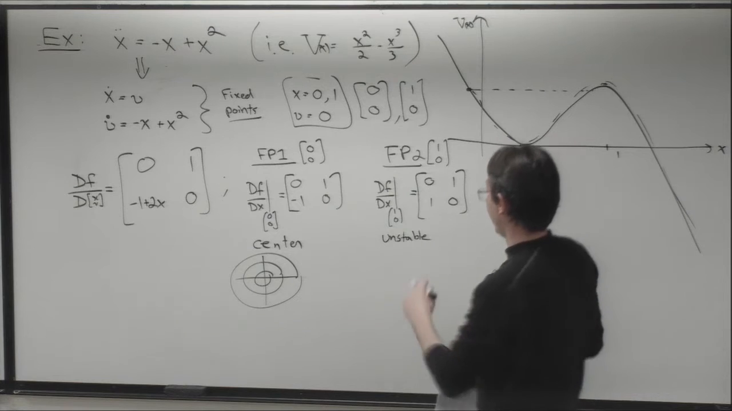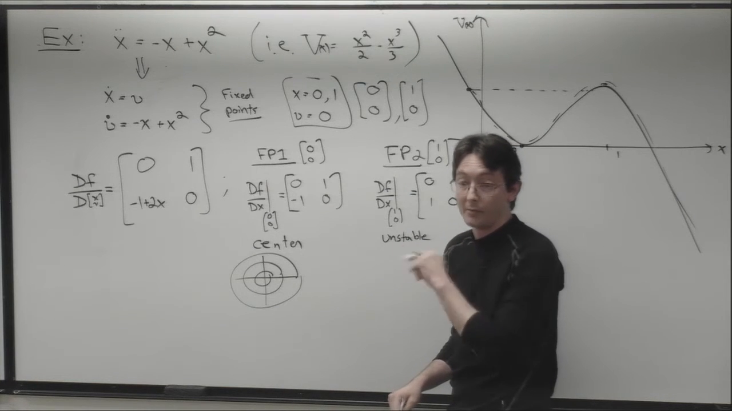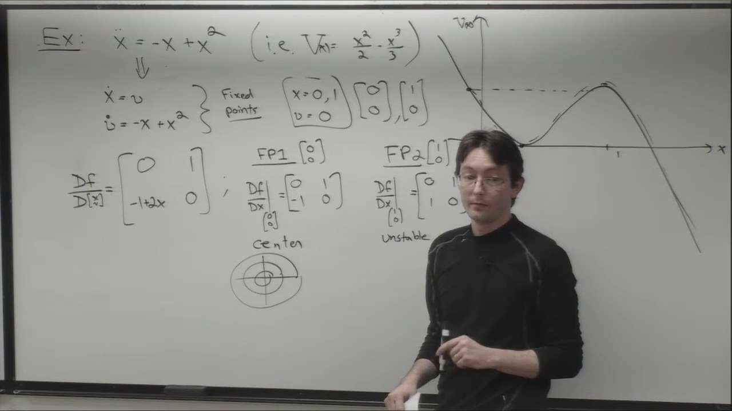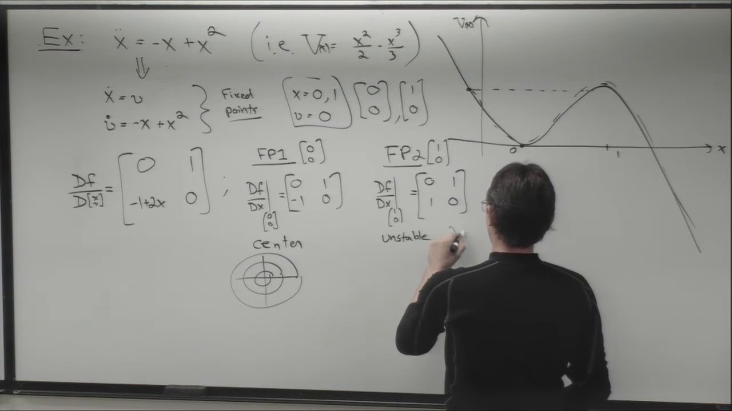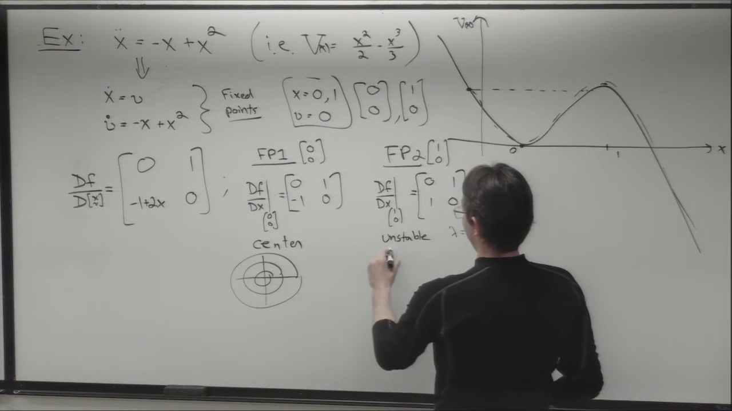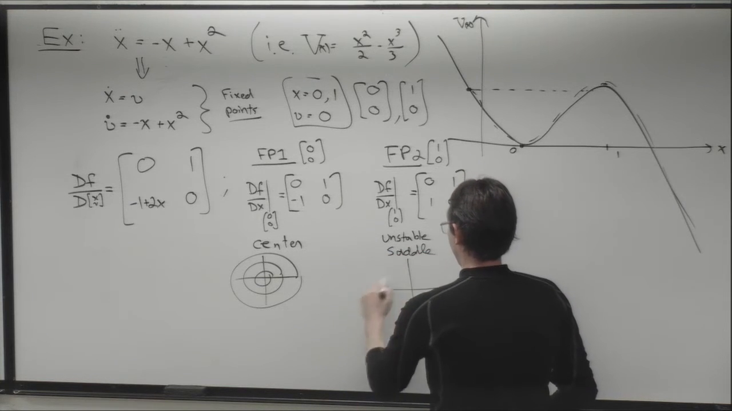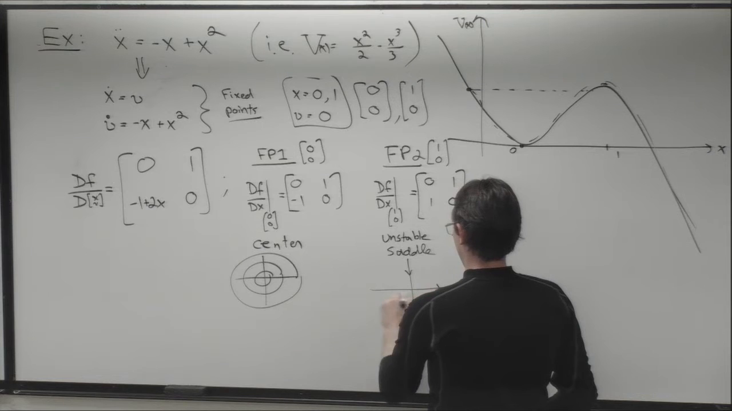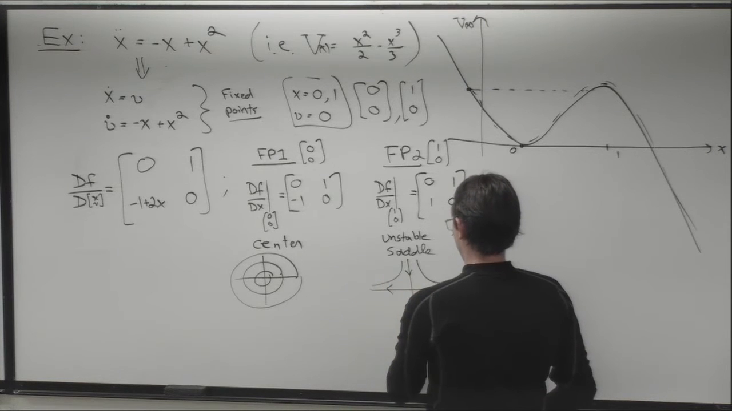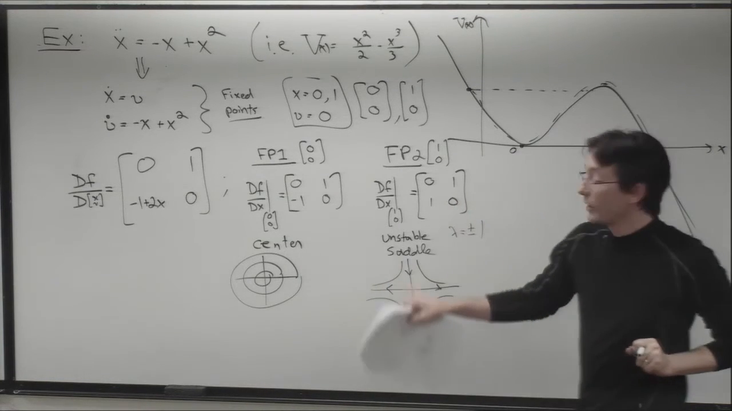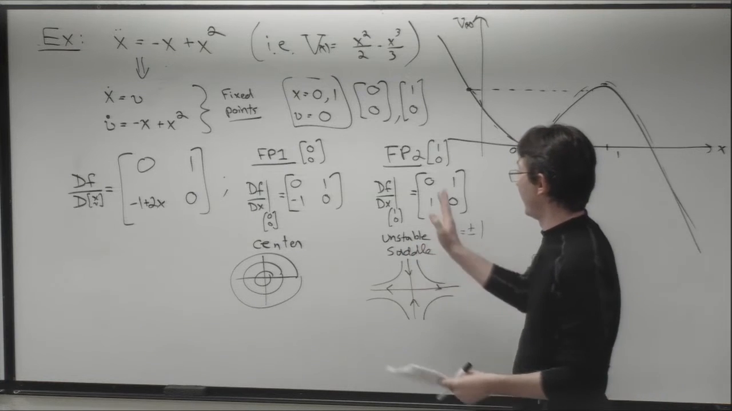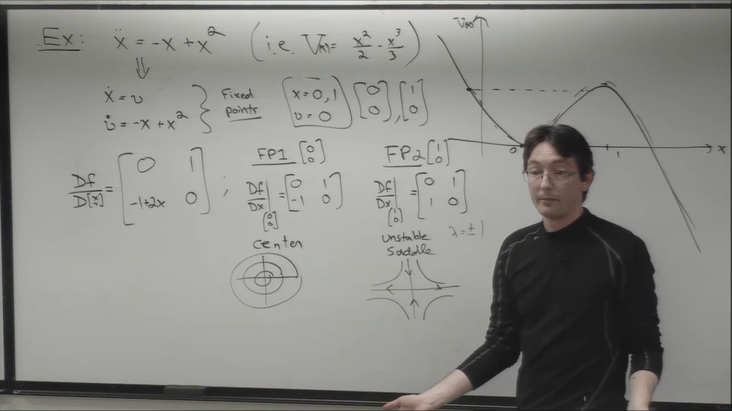Sorry, I think this gives me eigenvalues that are plus and minus 1. Right? So this is lambda equals plus and minus 1, which makes this an unstable saddle. Okay, so that means I have a stable direction and an unstable direction. If I wanted to know what those directions were, I would have to compute the eigenvectors. Okay?